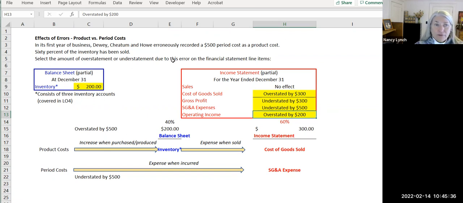If it had been the opposite, where they called a product cost a period cost, what that means is they expense too much here and that these are too low, and it has the opposite effect. So I hope that helps. You'll have that on your project. So you'll want to make sure you understand this.